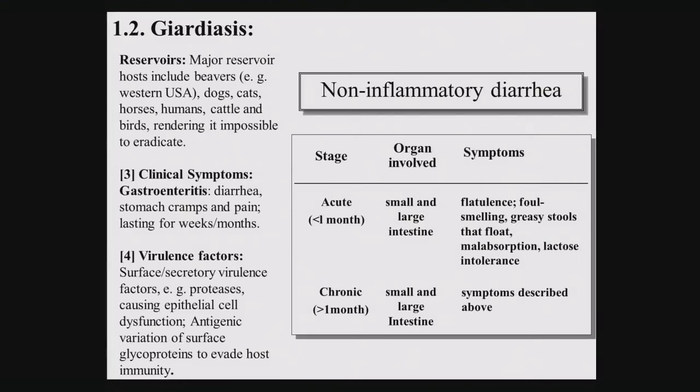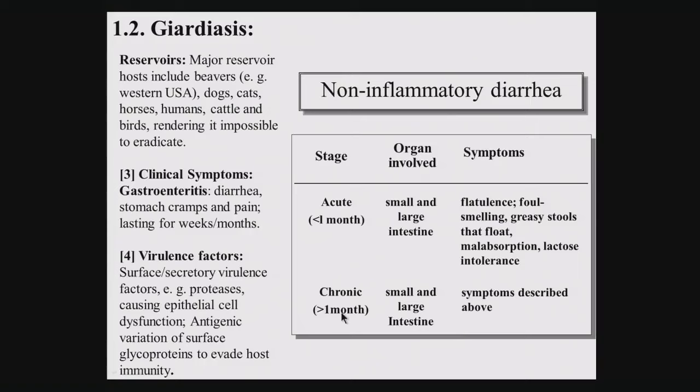In Giardia, it's a non-inflammatory diarrhea, and sometimes they can come up with an acute phase. That takes place within a month. If it's over a month after you travel to somewhere and ingested the cyst, it may not come up in a short time, and then you call this chronic phase. Otherwise, the clinical manifestations are more or less the same. You have this greasy stool, they tend to float, and flatulence, and bad smelling. Whether it's acute or chronic, they are all the same.